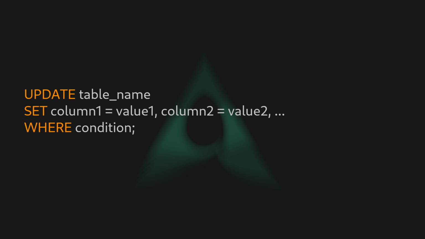When we want to change the data stored in a table for one or more columns and rows, we need to use the update command. The update command has a syntax like this. First we type update, then the name of the table, then we can set the value for one or more columns, and at the end we can specify conditions. Now let's go to the terminal and see how it works in real examples.